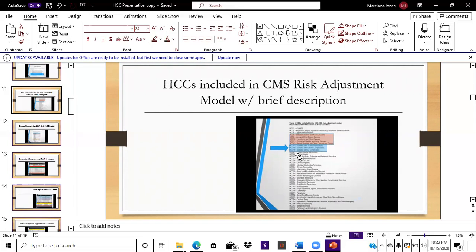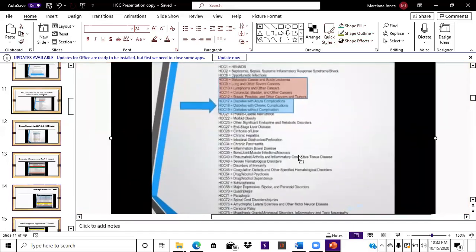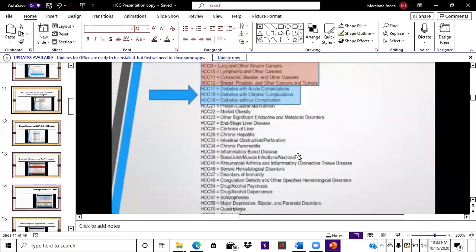So, HCCs included in the CMS risk adjustment model, with a brief description. Let's blow it up. Oh, okay, that's good right there. You might not see all of it, but you can see some of it, and you see how it has these categories. See where, as we talked about earlier, the arrow is where it said HCC 17, 18, and 19, the blue portion, where it says acute complications, chronic complications, and diabetes without complications.